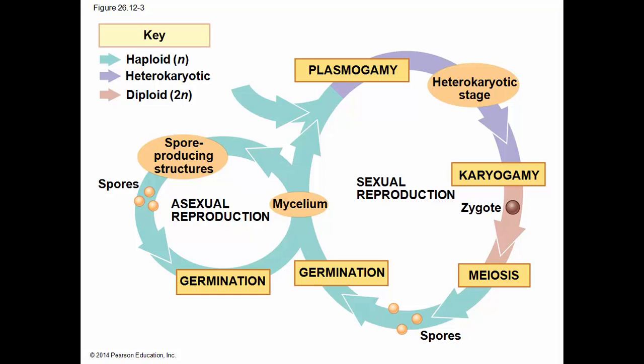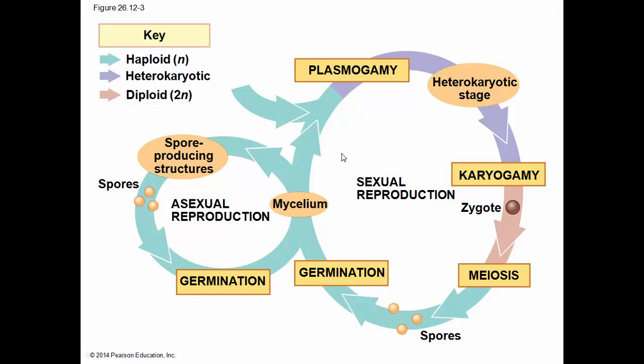Okay, this is complicated, and what I want you guys to know is that these two different types come together, and they join at plasmogamy. They have the heterokaryotic stage. The sexual union occurs in karyogamy. That produces a genetically diverse zygote. That zygote gives rise to meiosis, which produces the spores, and into germination back into the asexual reproduction cycle.